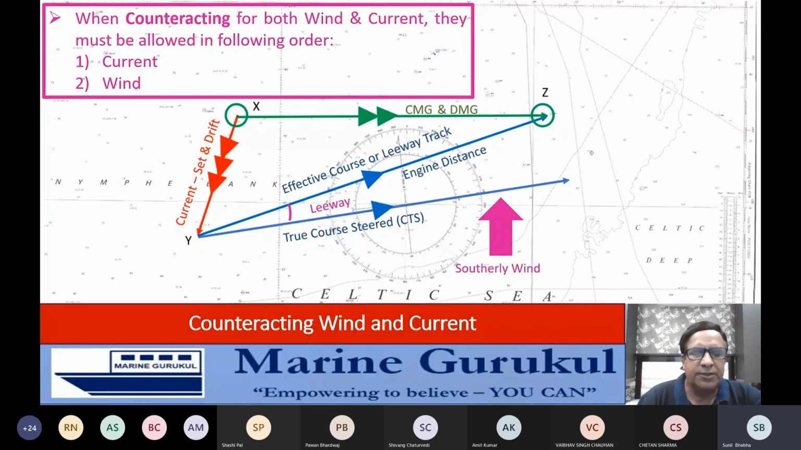Now, please remember that this leeway would be a very, very small quantity, maybe 2, 3, 4 degrees. So if we draw both leeway track as well as the CTS track on the chart, it may lead to cluttering of the plot. So if we want, the wind can be allowed or counteracted on answer sheet, and on the chart we can plot and use only the leeway track. So if we want, we could do so, and that shall take care of our requirement.